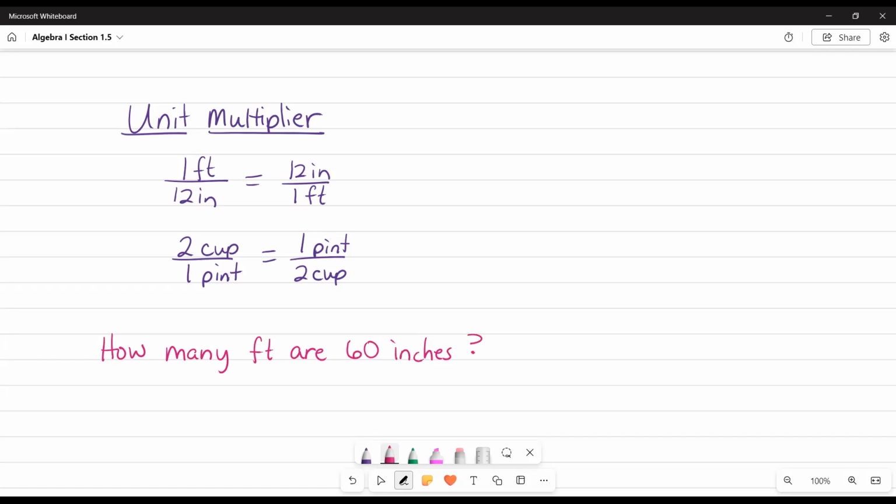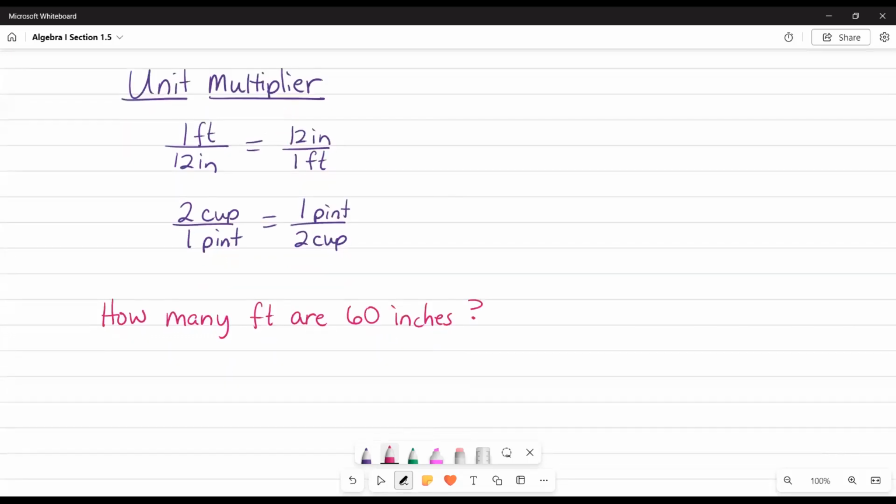How'd you get that? So you start with what they give you. I would say 60 inches represents how many feet. That's probably a better way to write this. But you start with what you're given. We're given 60 inches. I'm going to write that as a fraction. I'm going to put it over 1. Any number over 1 is just itself. And I'm going to multiply it times its unit multiplier. Now, what unit do I want my answer to be in?